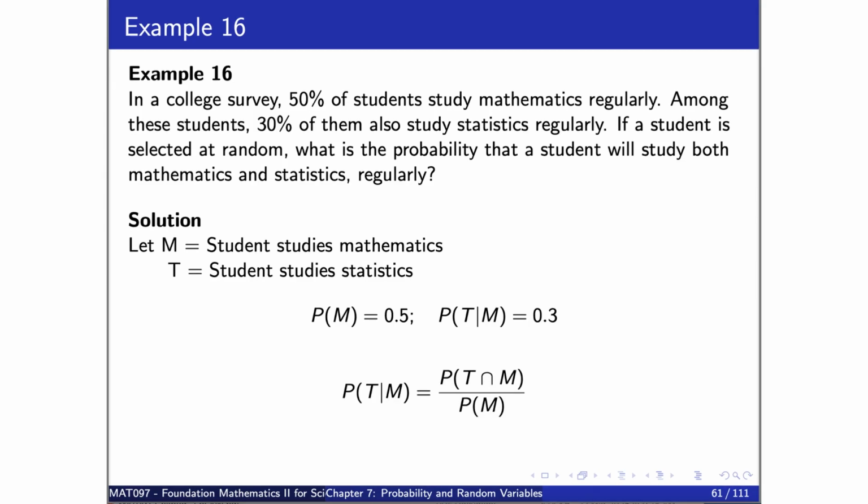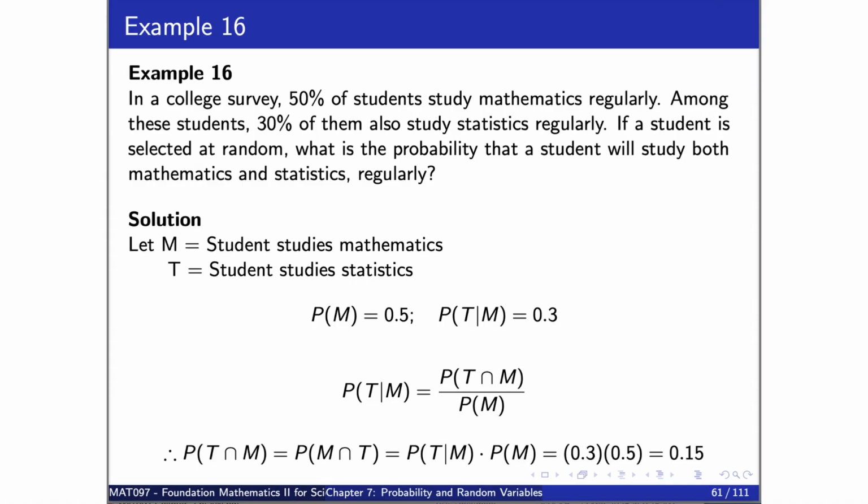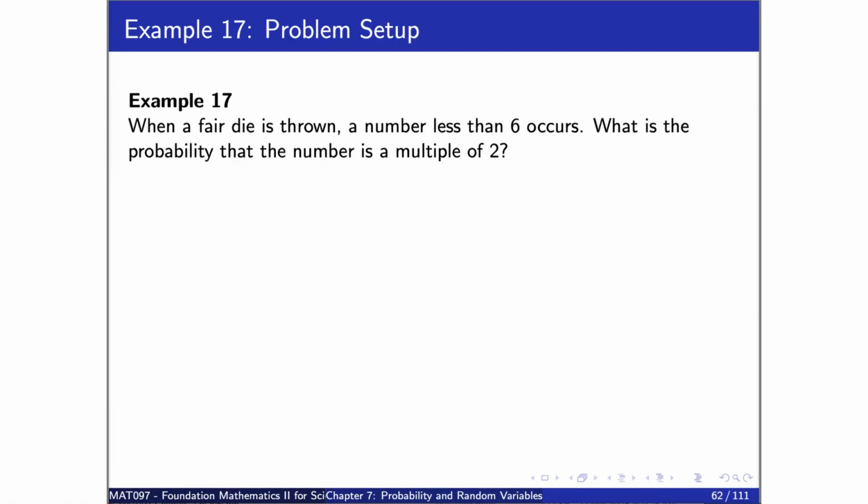We are looking for the probability of the intersection of T and M, which is the product of the conditional probability of T given M and the probability of M. Substituting the values gives us 0.3 times 0.5, resulting in a probability of 0.15 that a student studies both mathematics and statistics regularly.